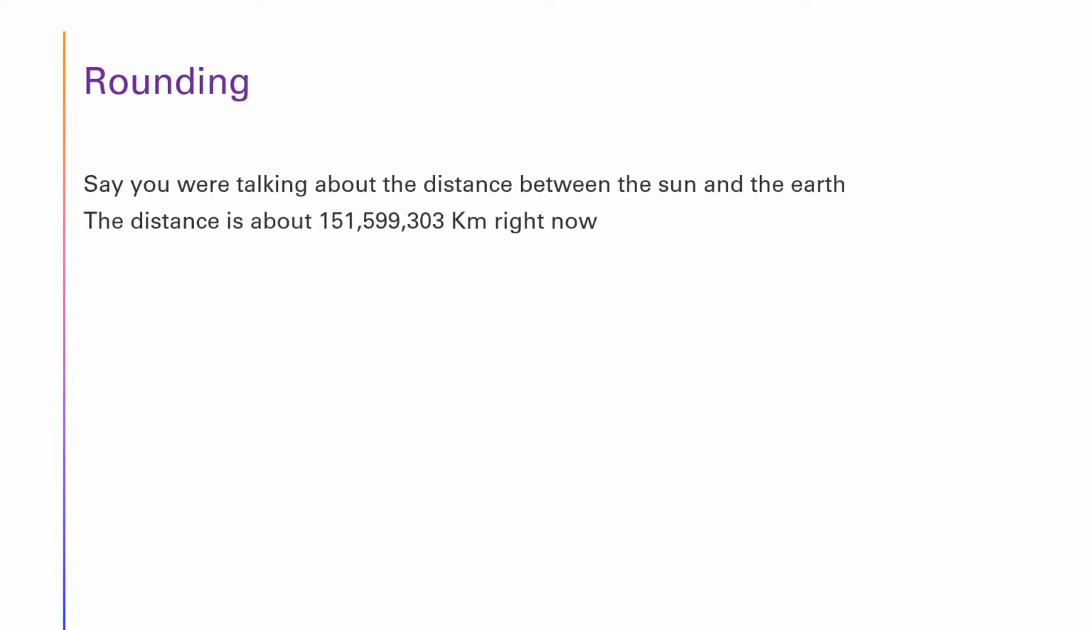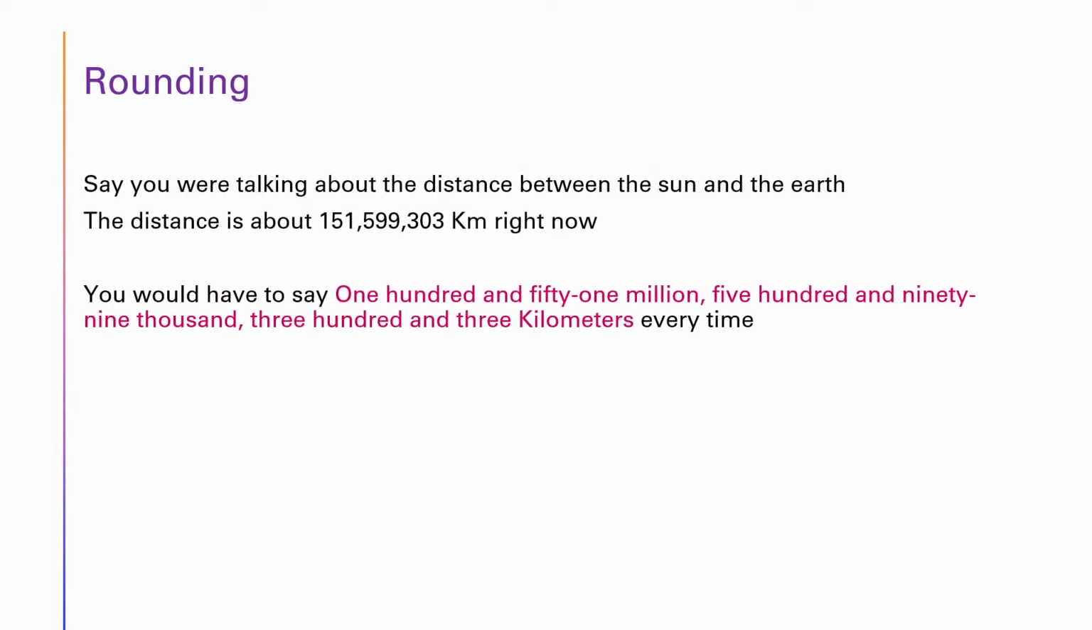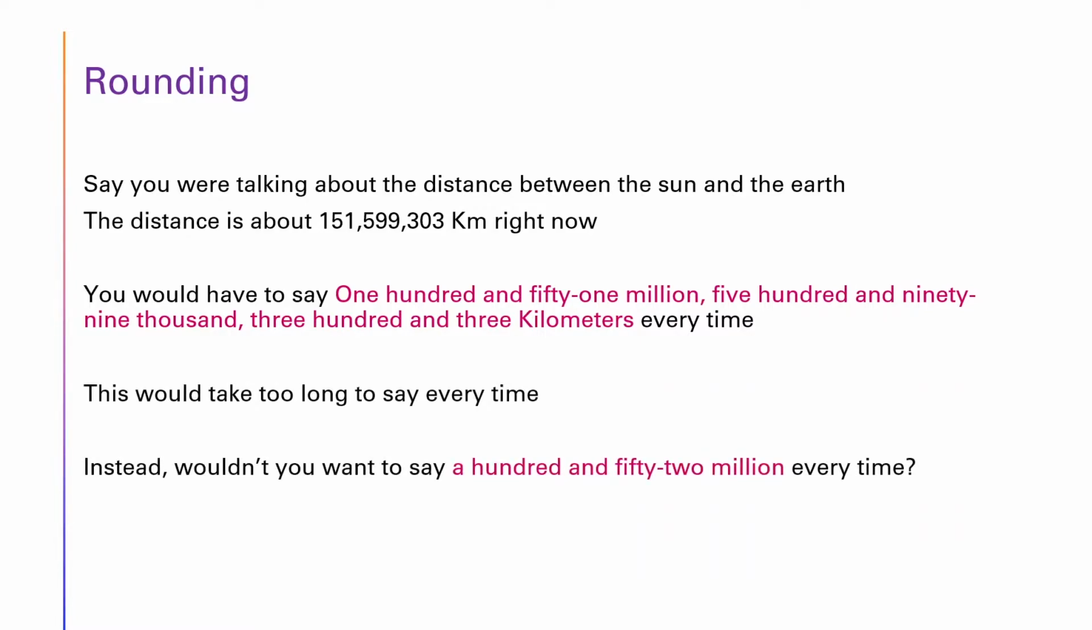Rounding. Say you were talking about the distance between the sun and the earth right now. You would have to say 151,599,303 kilometers every single time you wanted to mention it. Now, this would take too long to say. Instead, wouldn't you want to say something like 152 million every time?